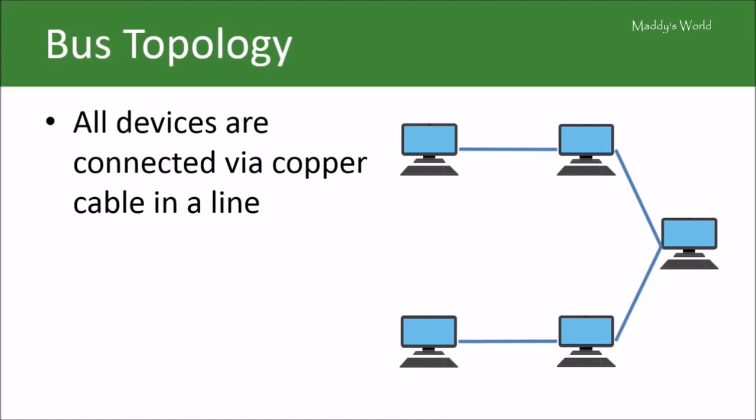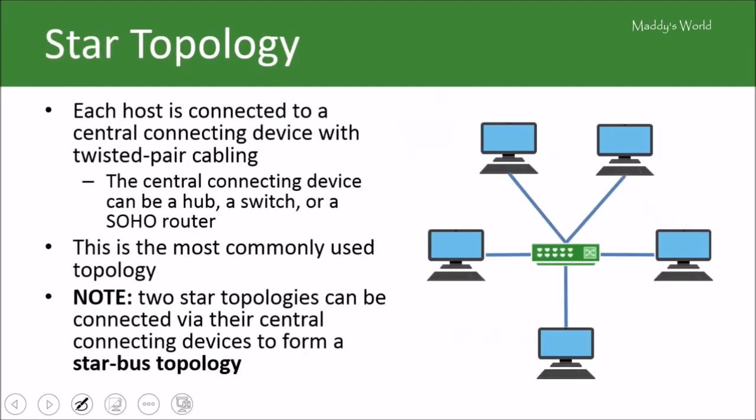All devices in a bus topology are just connected via copper cable in a line. So if we have a computer up on the left here, computer 1, if it wants to send data all the way down to computer, let's go, 1, 2, 3, 4, 5 computers, right? So I have 5. It has to send data through computer 2, through computer 3, through 4, and then 5, and vice versa, right? So not the most efficient way to send data.